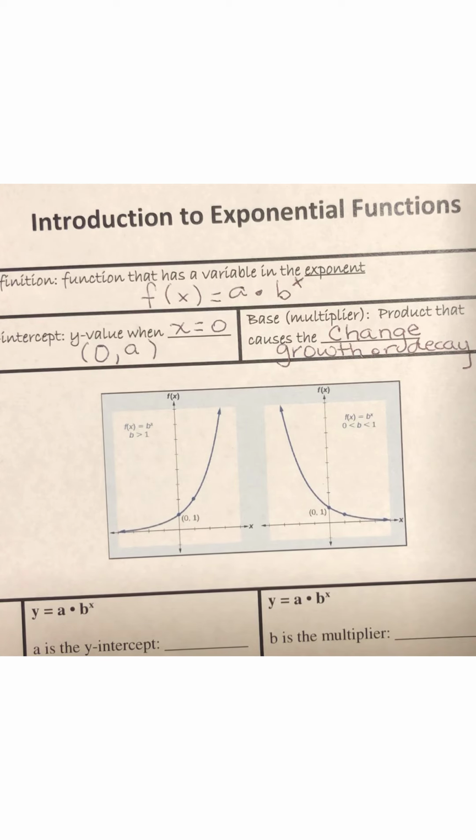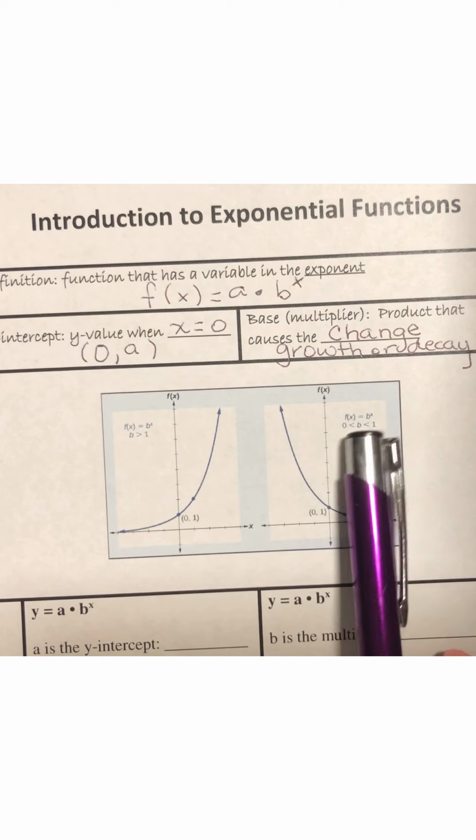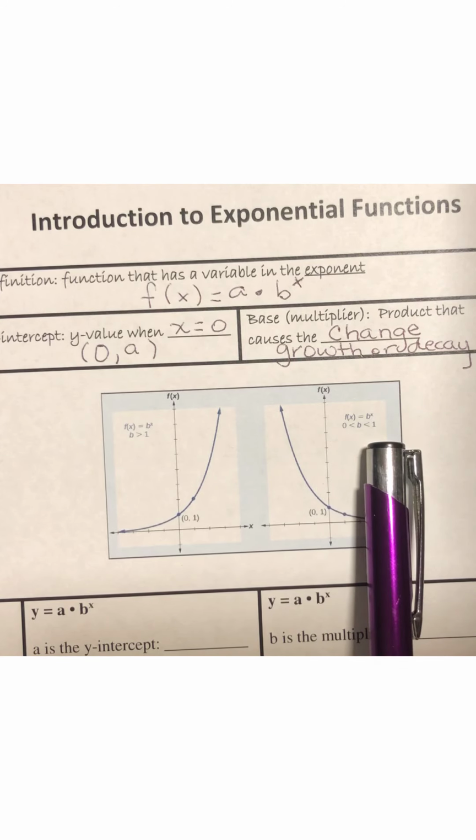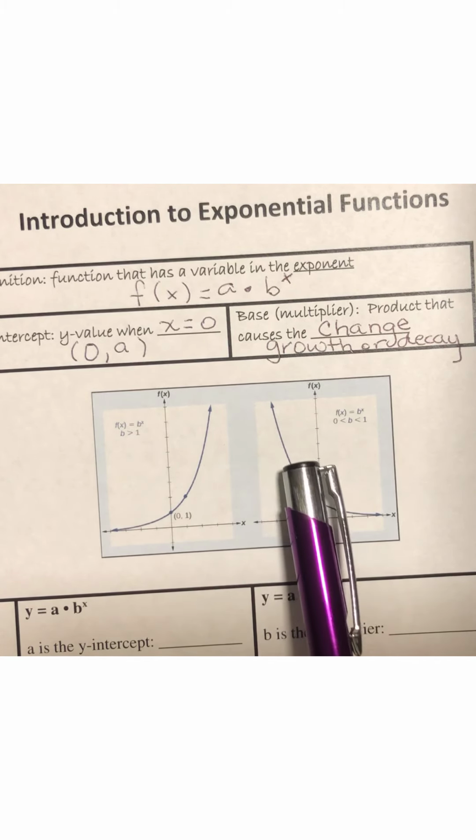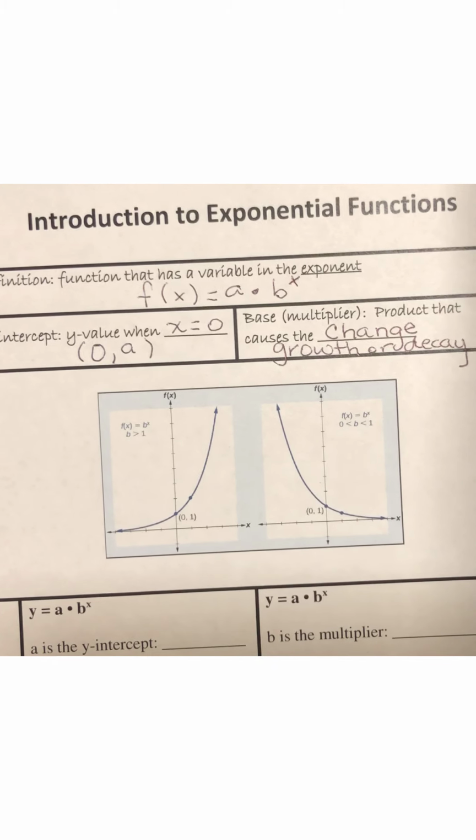Now, what causes an exponential function to decay? If b falls between 0 and 1, meaning that b is greater than 0 but less than 1, that means that your function will decay. So, some examples of a decaying function is when b is equal to 0.1, 0.25, 1/2, 3/4. All those numbers fall between 0 and 1.